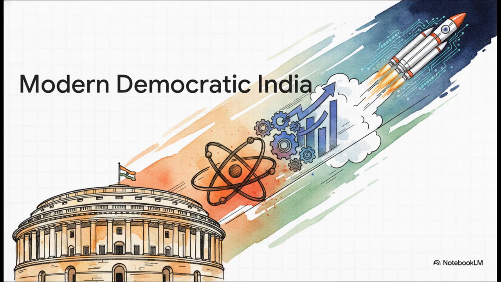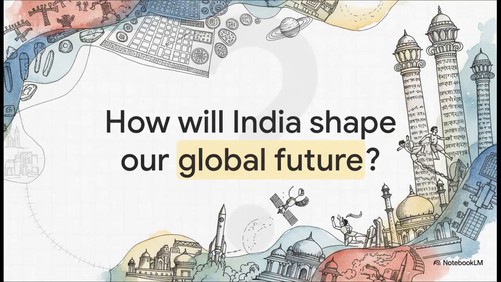Then, a massive pivot happened in 1991. Major economic reforms liberalized trade and industry, vastly accelerating growth. And that right there propelled India into the 21st century as a total powerhouse of information technology, space missions, and ongoing rural development. So what does this all mean?